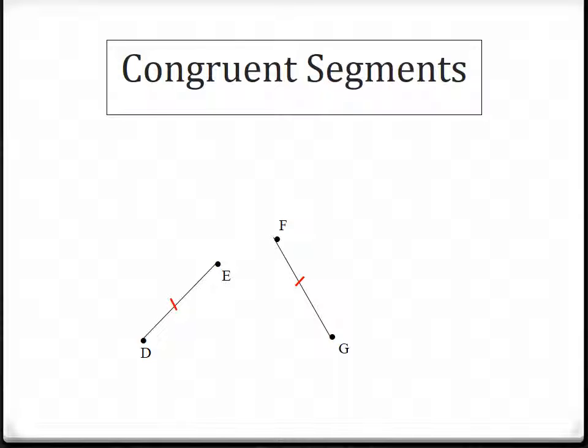Congruent segments is another way to set up equations. Look at line segment DE and line segment FG. Notice they have little red tick marks on them. That represents that they are congruent to each other, or the same measure. They each have to have the same tick marks when we're talking about line segments. If I had 2 tick marks on DE, then I must have 2 tick marks on FG. Or 3 tick marks on DE, then FG should also have 3 tick marks. They have to have the same amount of tick marks to be congruent or equal.